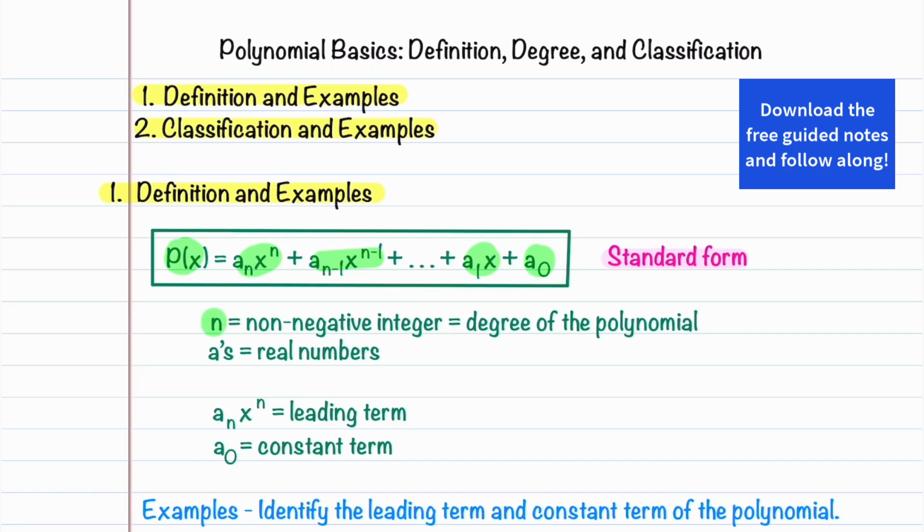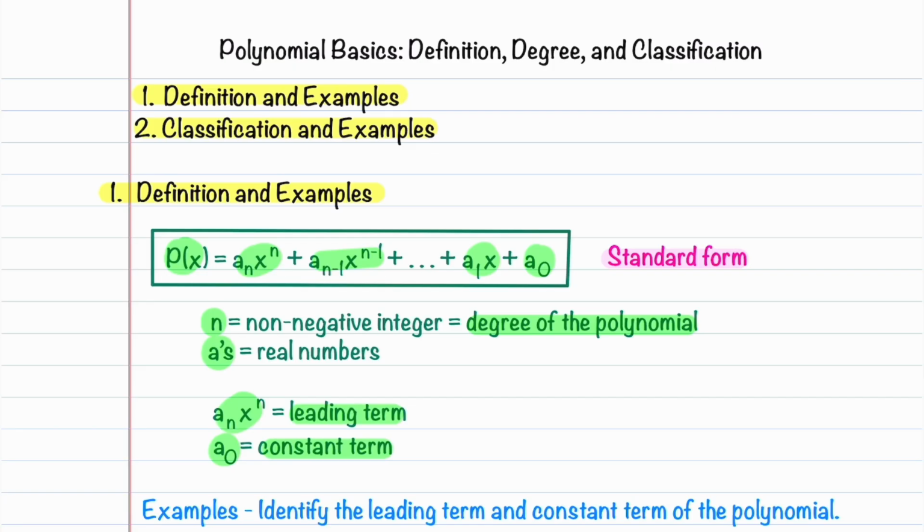n is always a non-negative integer, and it's called the degree of the polynomial. The a's are just constants, and they are real numbers. aₙxⁿ is the term with the highest power of x. It is called the leading term. And then a₀, that is the number that doesn't have an x with it. That's called the constant term.